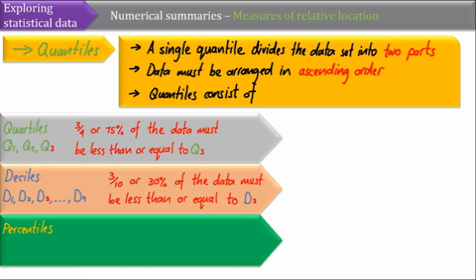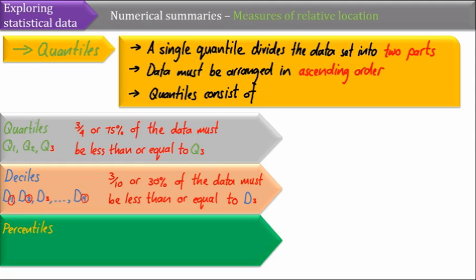Deciles is exactly what the name says. If we look at the third decile, then 3/10 or 30% of the data must be less than or equal to whatever this decile value is, D3. So obviously if we look at D1, then 10% of the data must be less than or equal to D1. D2, 20% of the data, all the way up to D9, 90%.